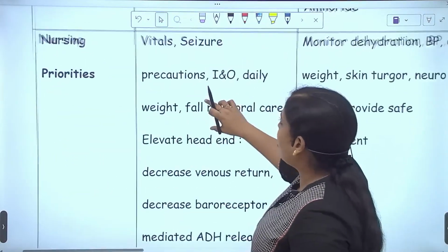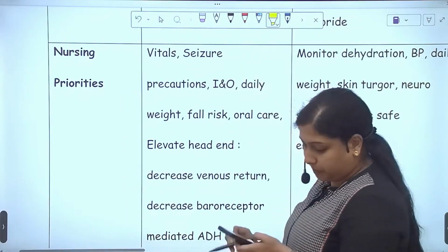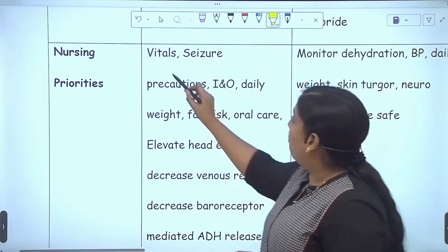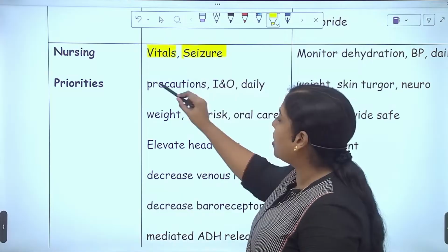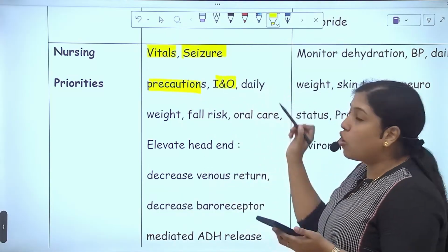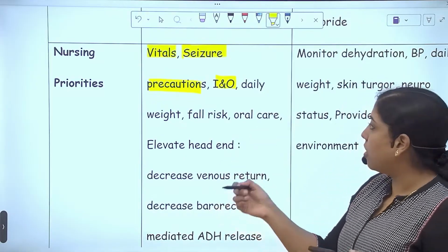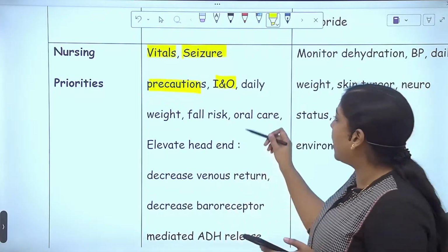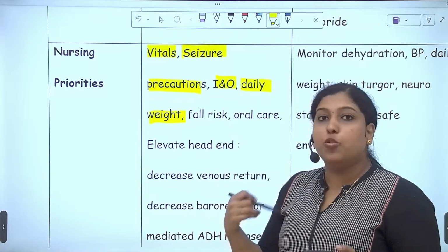So nursing priorities in the management of SIADH start with vitals. Very good, Mona Lisa. Vitals monitoring you should be doing. Seizure monitoring, seizure precautions you have to give. Provide a safe environment to the patients. Intake output chart monitoring should be there, and you have to advise fluid restriction. So it is very important to monitor intake output. Daily weight monitoring to assess how severe the fluid retention is.